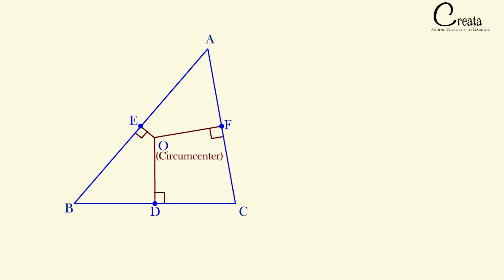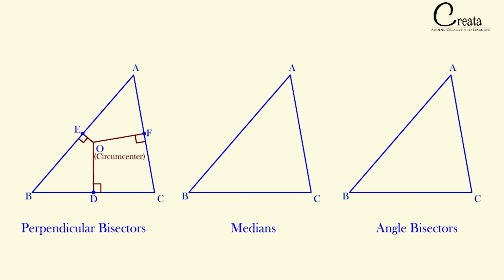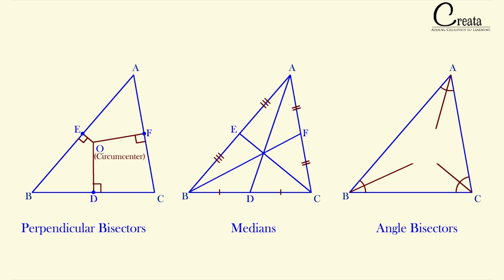Before moving further, let's compare this concept with the concept of median and the angle bisector. We know median is a line segment which joins the vertex with the midpoint of the opposite side. Here D, E and F are the three midpoints. So we got AD, CE and BE as the medians for this triangle. While angle bisectors are the line segments which divide the angle into two equal portions, that is, they bisect the angle. Here these three line segments are the angle bisectors for this triangle.